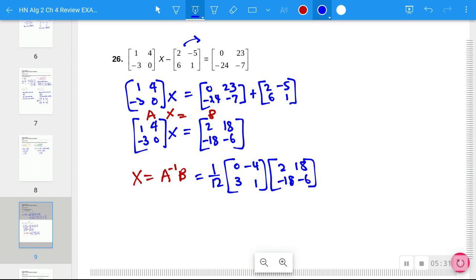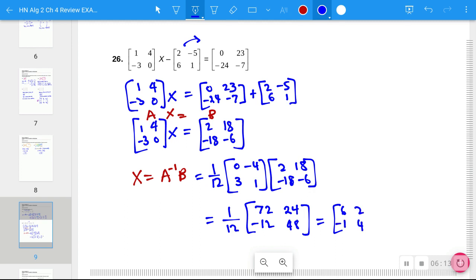Okay, in the interest of time, I'm going to go ahead and do that multiplication on the calculator. So bear with me while I get this done here. Okay, hang tight here. That's 72. I'll show you where I get that number in a minute. 24, negative 12, and 48. Now all you have to do is divide by 12, and you end up with 6, 2, negative 1, and 4, and that's your final answer.